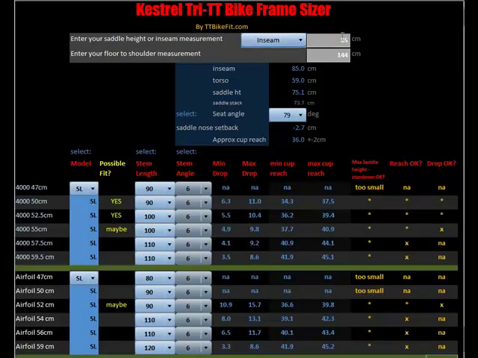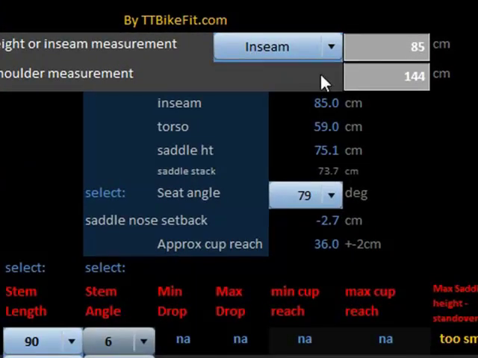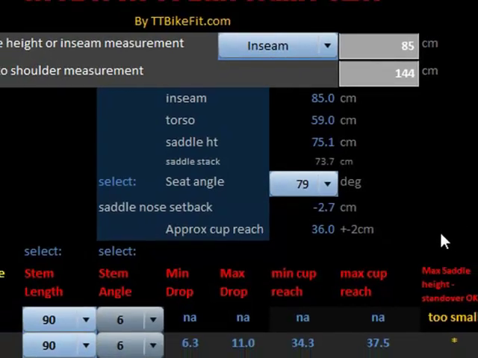You need to enter your inseam or your saddle height. You can choose here which one you prefer to enter, and your floor to shoulder measurement. Once those measurements are entered, the relevant fit parameters are calculated here.